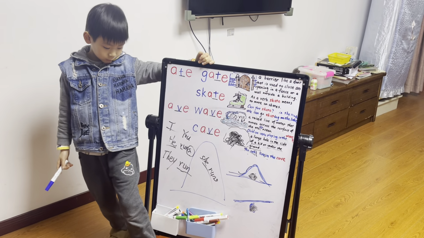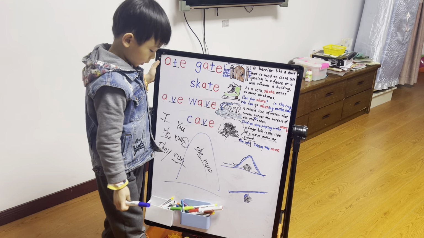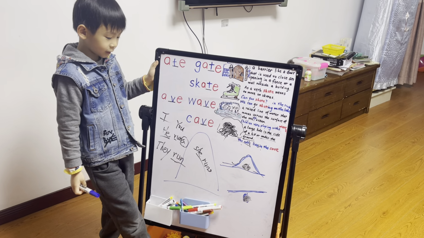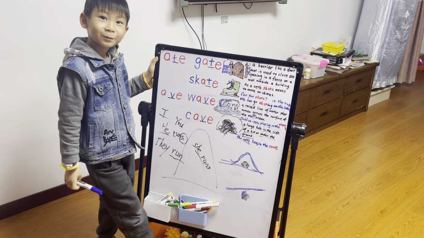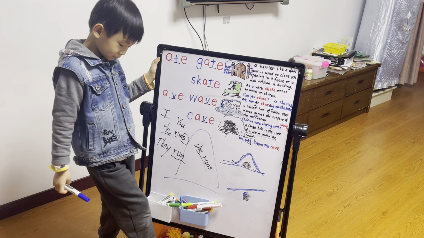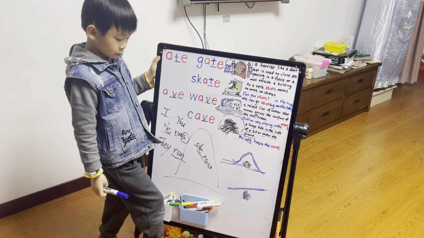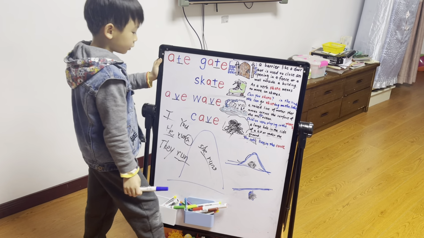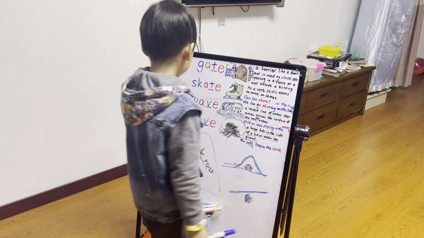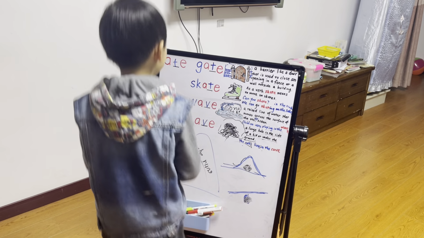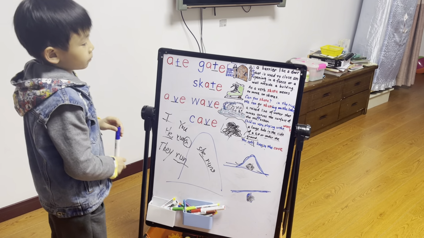Make a sentence of skate. I can make a skate. You can make a skate, really? Can you go skating in the ice rink? Do you like skating? You can say, I can skate. You can skate, okay. Do you have skates? Yes. Can you put the skates on your feet?